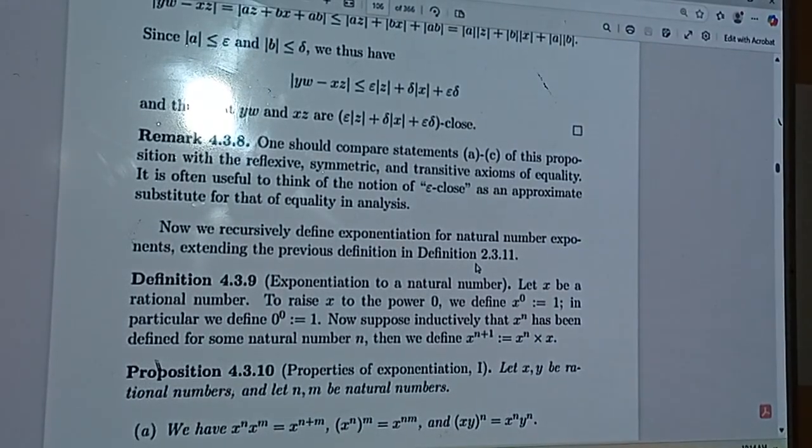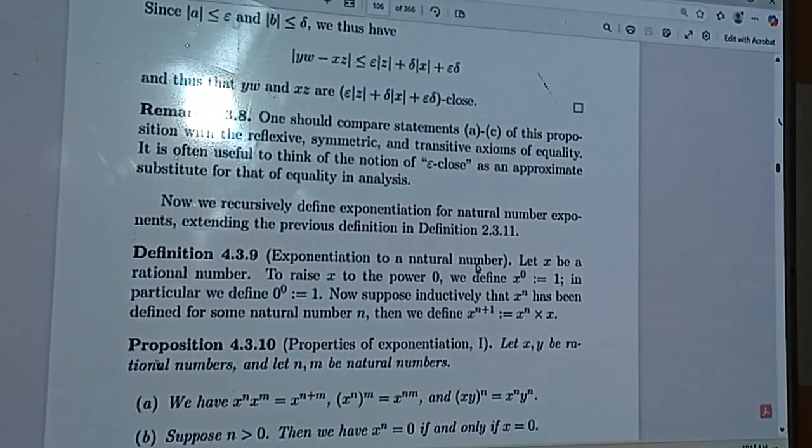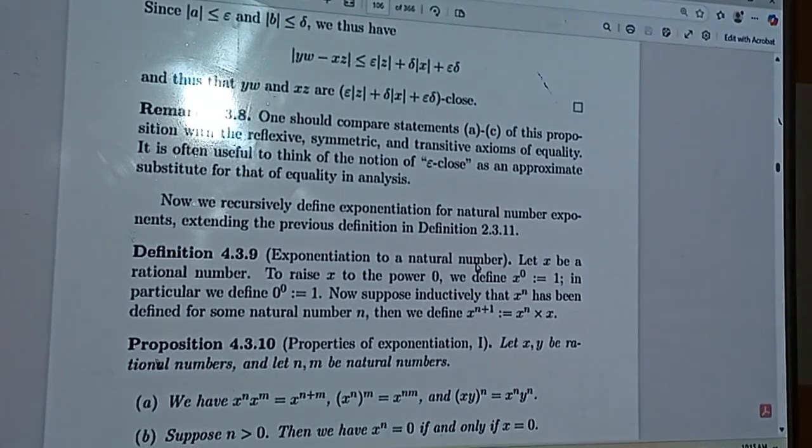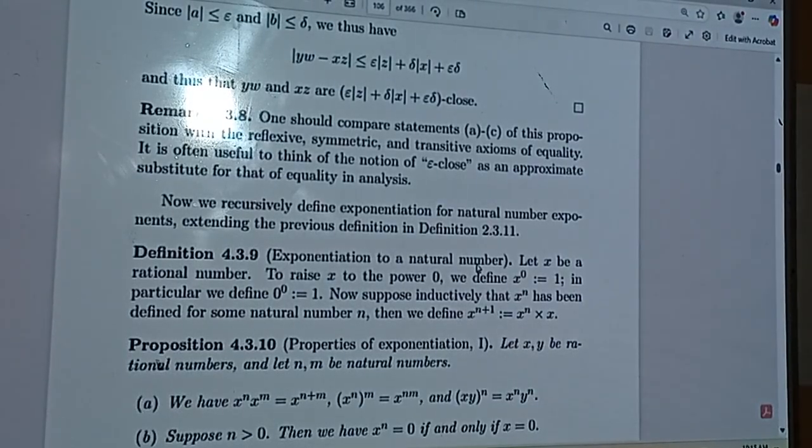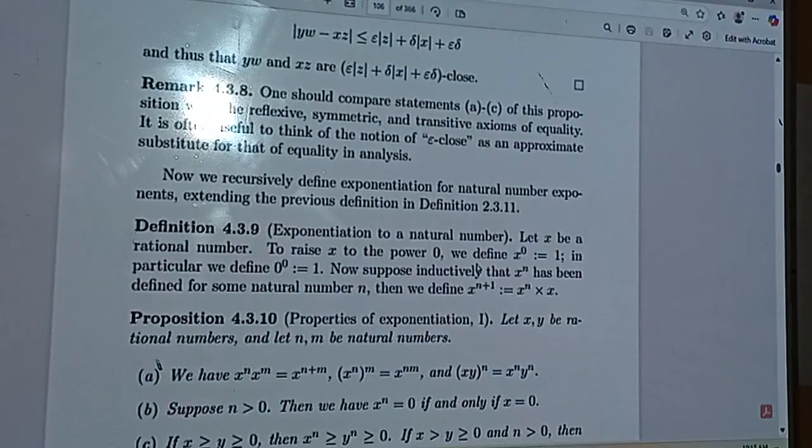Okay. So, I mean, these proofs may be the mechanical ones. Properties of exponentiation. Let x, y be rational numbers and let n, m be natural numbers. We have x to the n times x to the m, which you can prove them, no? I don't think they are difficult. When I say not difficult, what I mean is they are mechanical.